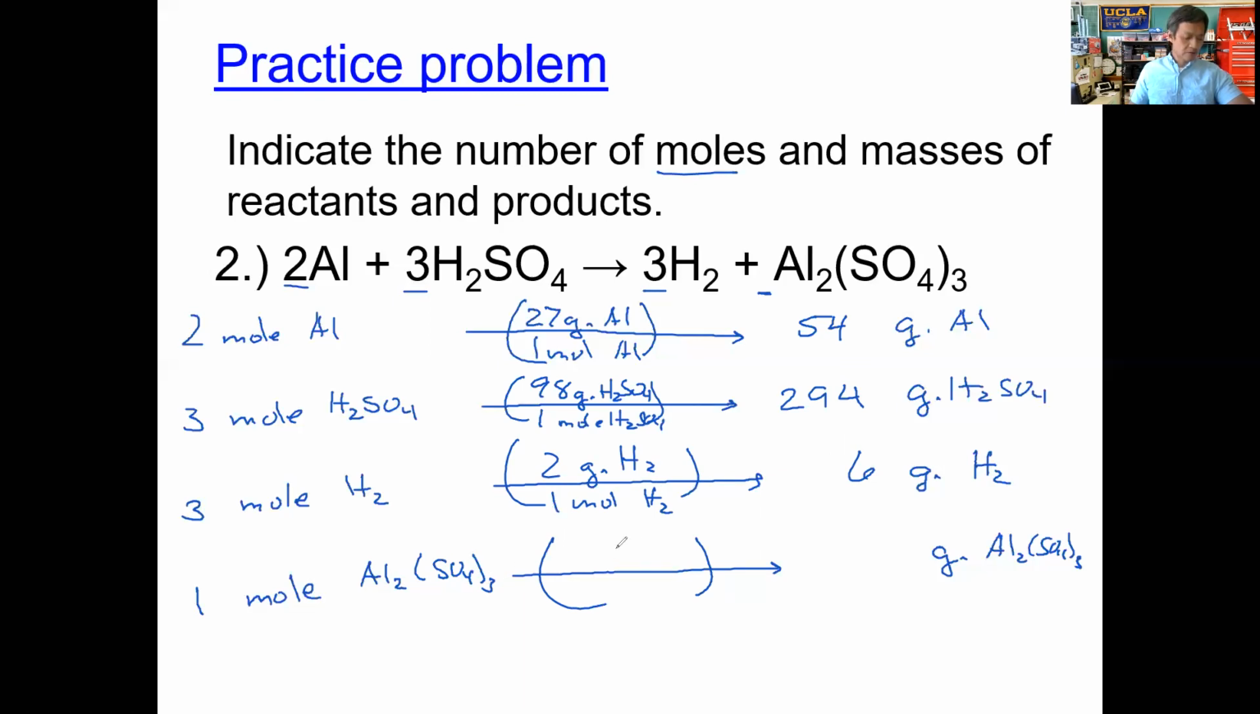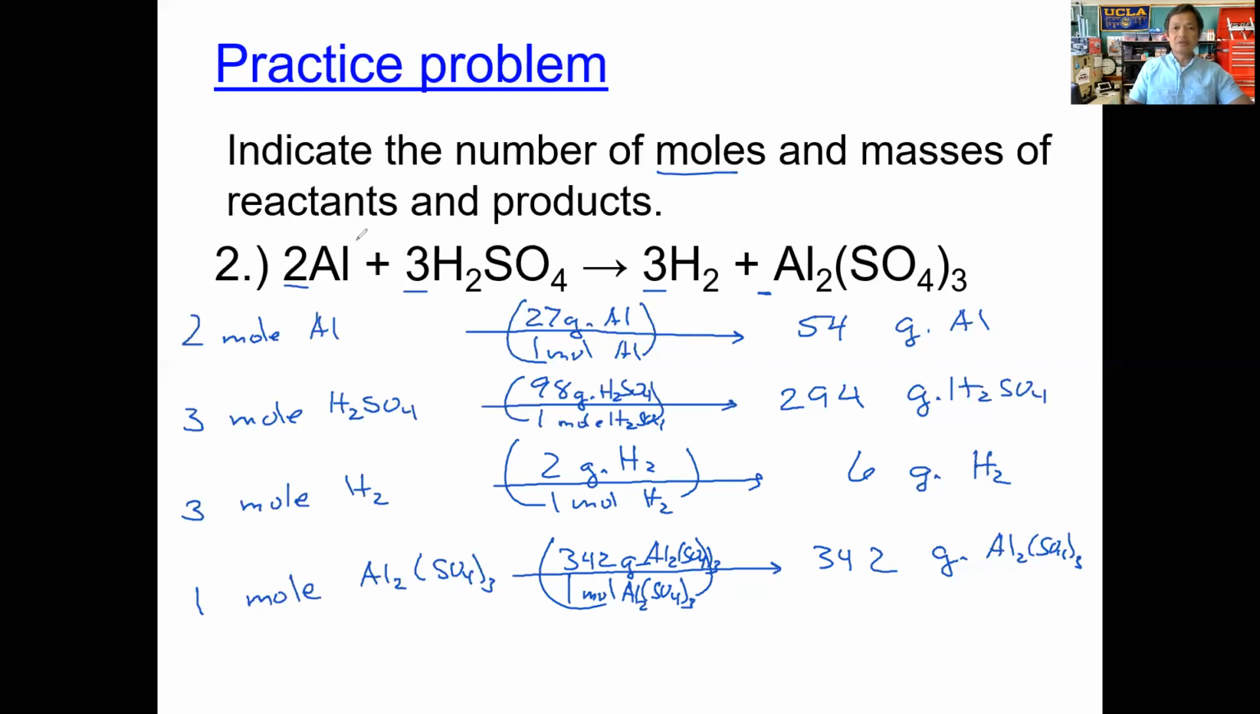When you add them together, you get a molar mass of 342 grams of Al2(SO4)3 for every 1 mole of Al2(SO4)3, right? And so we have then 342 grams of aluminum sulfate. And again, let's do the same thing. Let's take a look at what we have here.